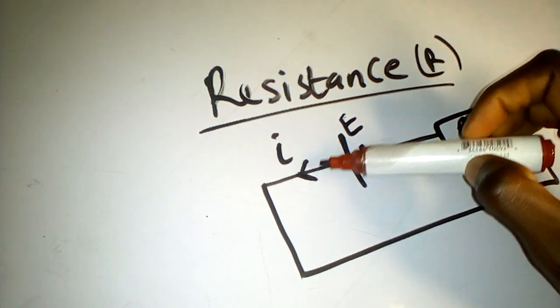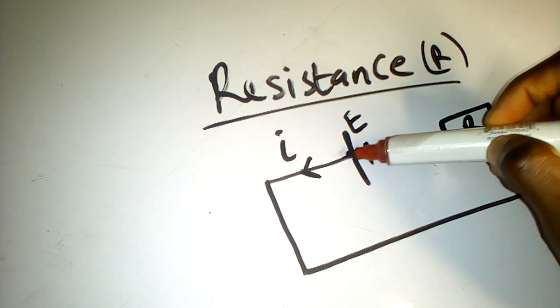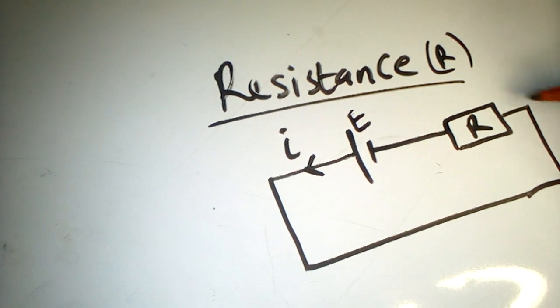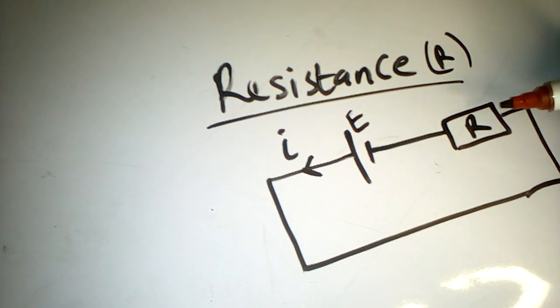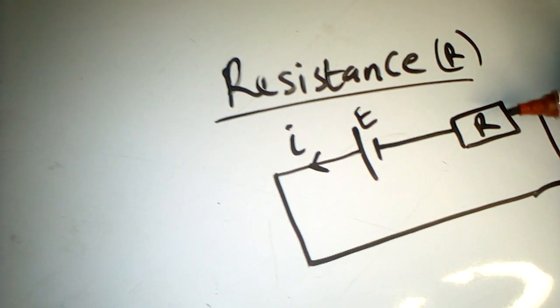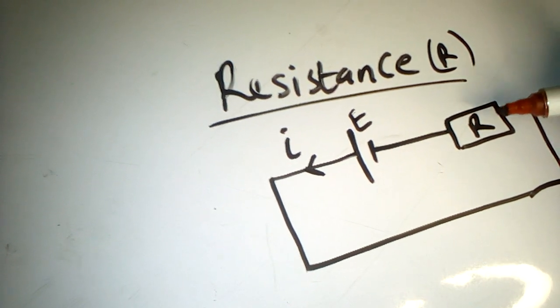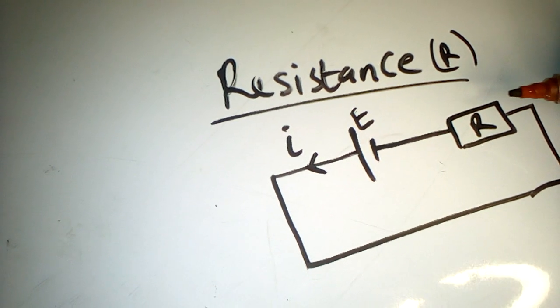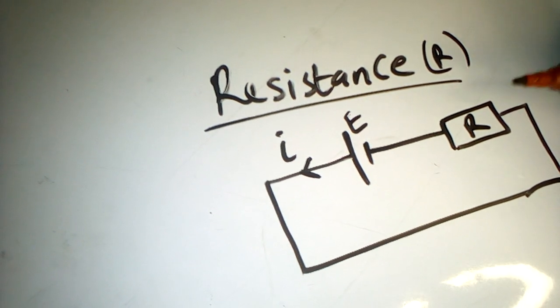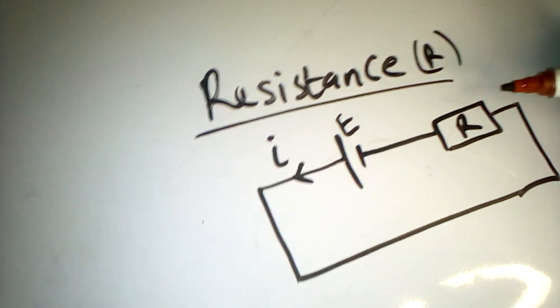So what does it mean by series? The amount of current that leaves the battery is the same amount of current that gets to the resistor. So that makes them to be in series. Now you can connect more than one resistor in a circuit, and there is a specific arrangement.